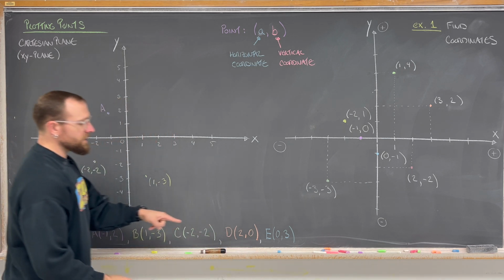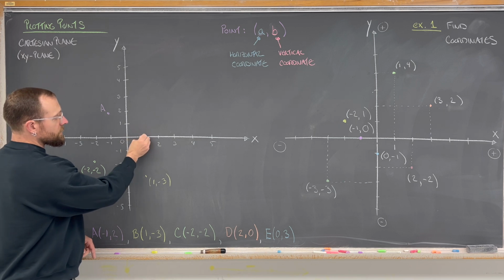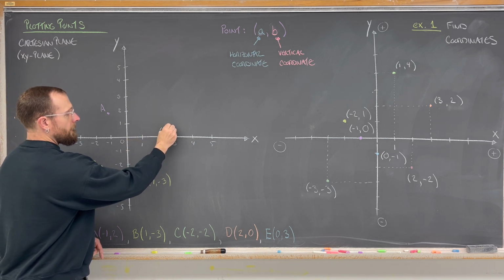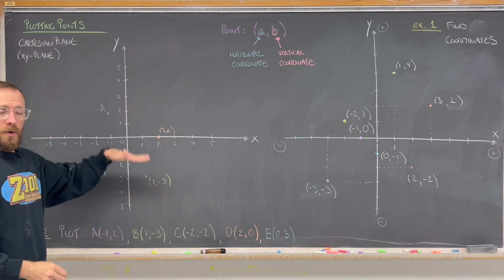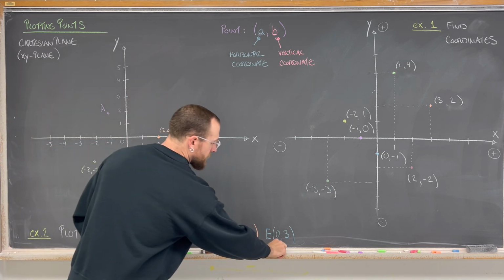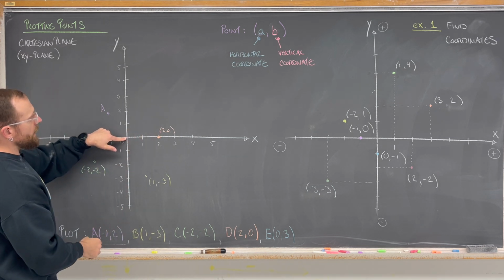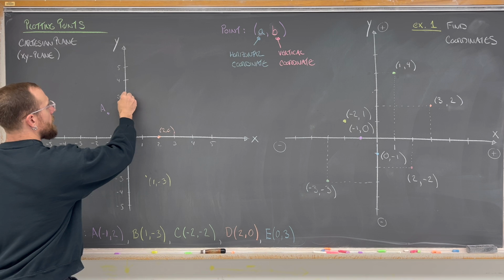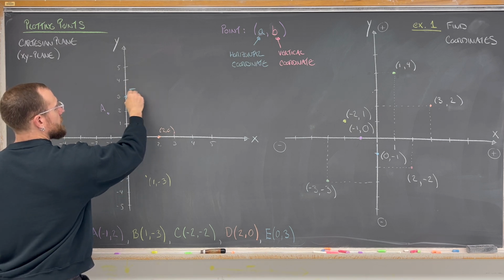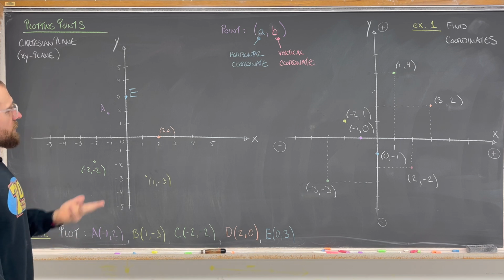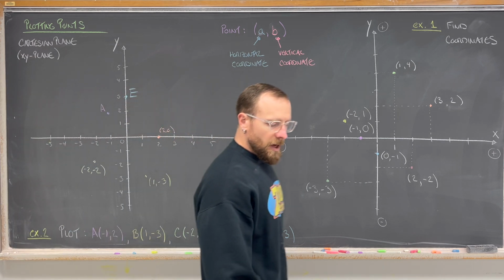For 2, 0, I'm going to move 2 units to the right, but I'm going to stay on the x-axis. If the y coordinate is 0, you are on the x-axis. This one has x coordinate 0, so I'm not going to move left or right at all. I'm just going to move up 3 units from the origin. And that puts me here at E. Okay, so these are those points plotted.